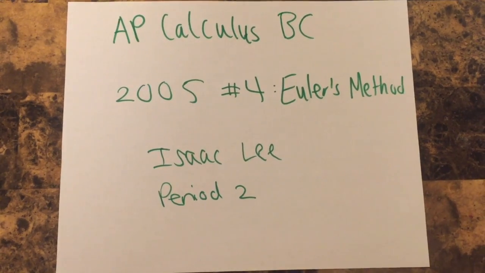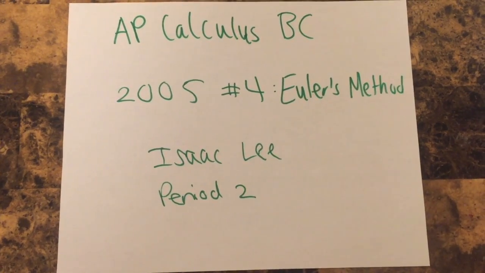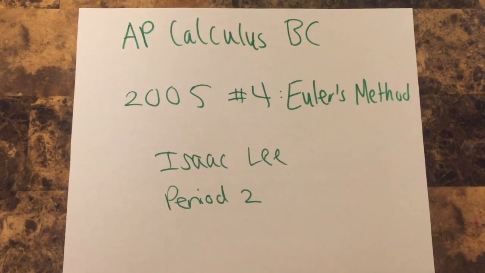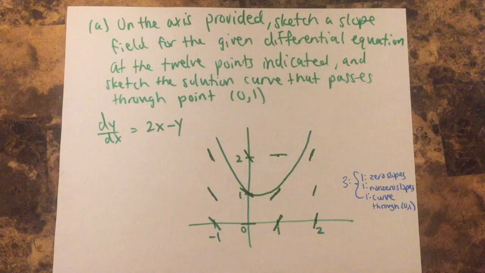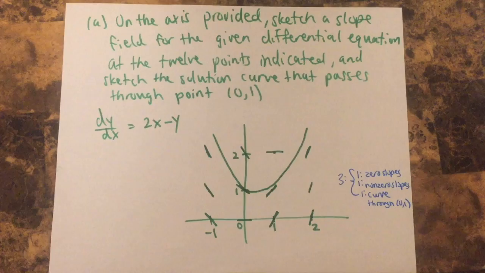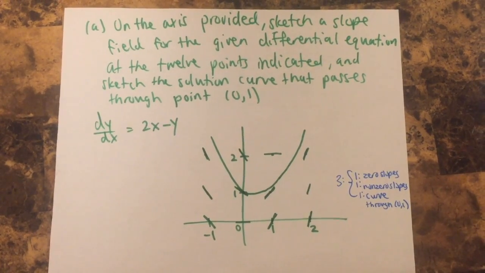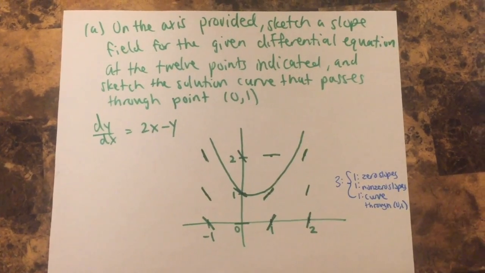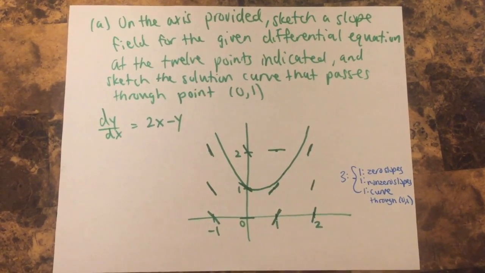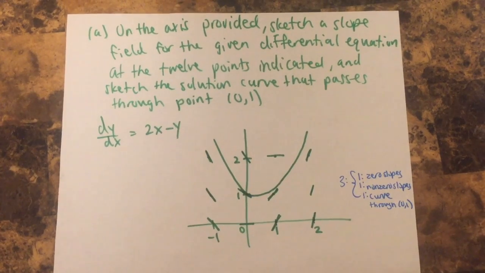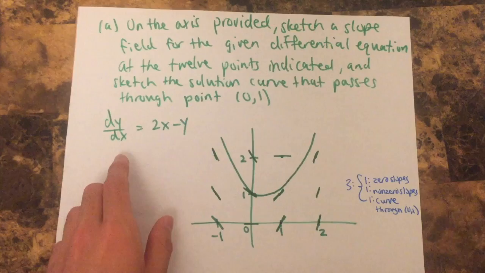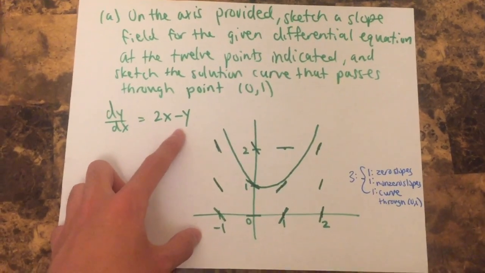I will be going over the 2005 number 4 free response question, specifically on the topic of Euler's method. Part A says, on the axis provided, sketch a slope field for the given differential equation at the 12 points indicated, and sketch the solution curve that passes through point (0, 1). So they give us a differential equation, dy/dx is 2x minus y.